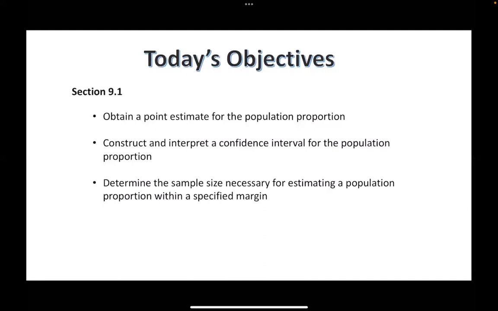So I'm hoping that it's not too confusing. So 9.1 leans heavily on some of the stuff we learned in 8.2. So we're going to be looking at proportions. We're going to use that new standard deviation from there. And then we're also going to learn to determine the sample size necessary for estimating a population proportion with a specified margin. So we're going to look at sample sizes. We're going to look at confidence intervals. And I'm hoping this is something y'all pick up and are like, oh yeah, that's not too bad. I hope. I will do my best to get you there.